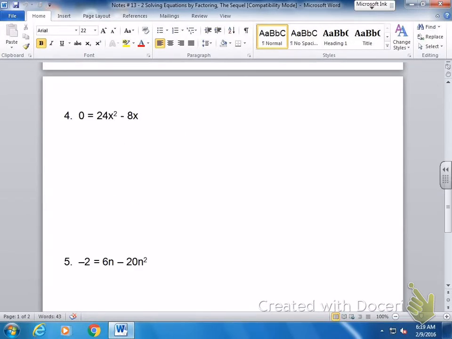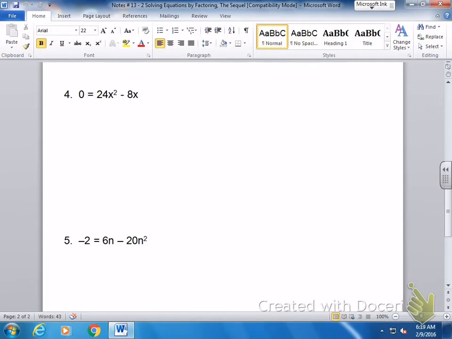I have 0 equals 24x squared minus 8x. It's a binomial. It's already on one side. It's already in the order, but if you notice, we don't really have a c value this time. So we have a binomial. It's obviously not difference of squares either, so maybe we should try some GCF. Remember, that's what we should generally try first.